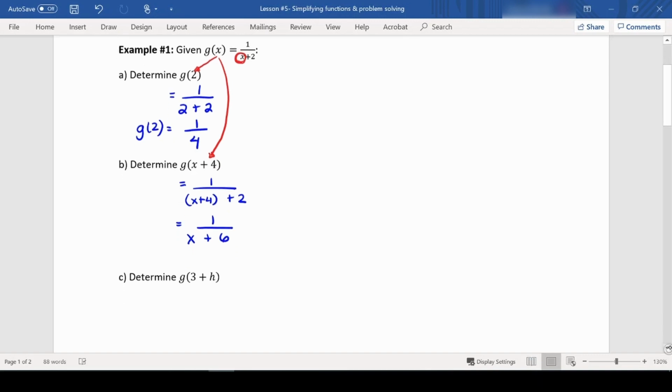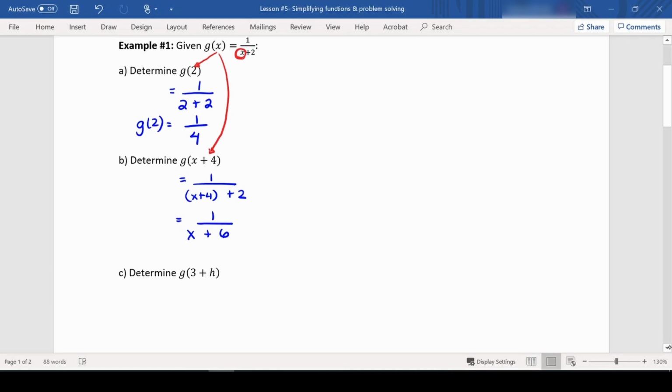So again, if I'm replacing the x in my g of x, then the x in my actual function I was given must be replaced by all this stuff. So instead of g of x, or g of 2, or g of x plus 4, I have g of 3 plus h. So instead of having 1 over x plus 2, I'm going to have 1 over 3 plus h plus 2, or 1 over h plus 5.